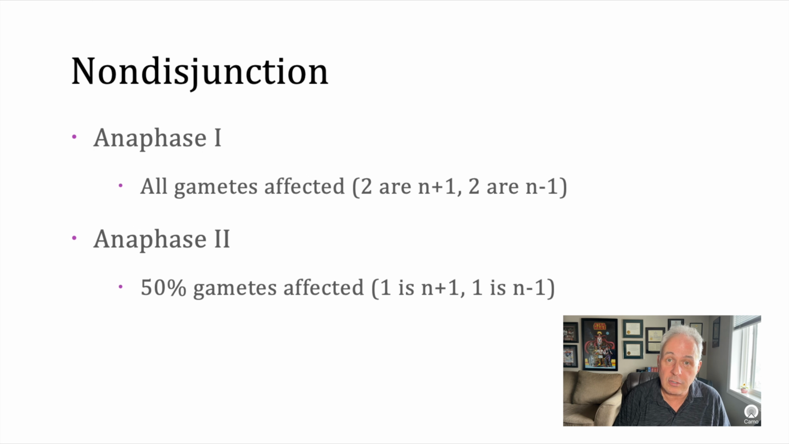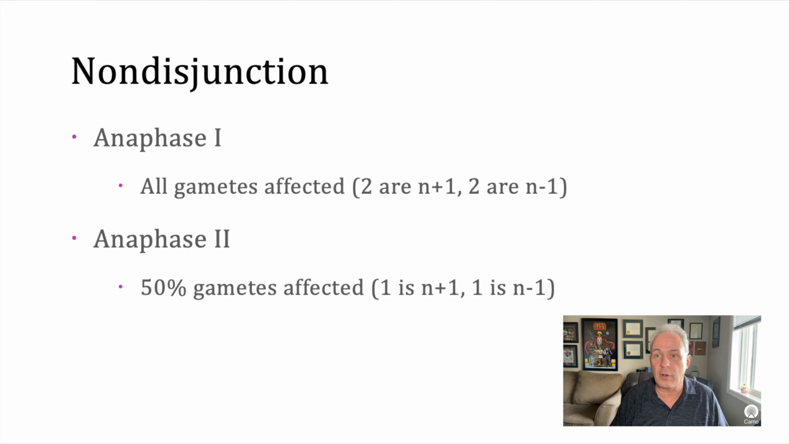Now, nondisjunction is a type of abnormal meiosis resulting in gametes with an incorrect number of chromosomes. So if any one of those 23 homologous pairs don't separate at anaphase, then the resulting gametes are all impacted. 2 of the 4 gametes are going to end up with a missing chromosome because it's now found in the other 2 cells. Not a big deal unless one of these cells is fertilized.